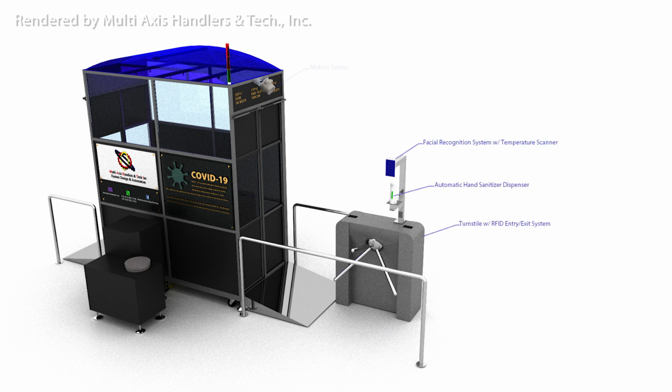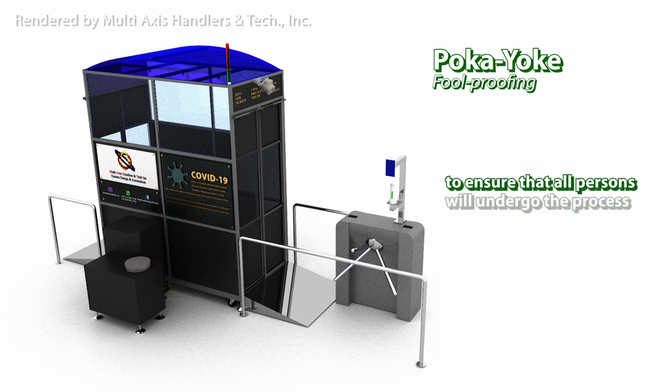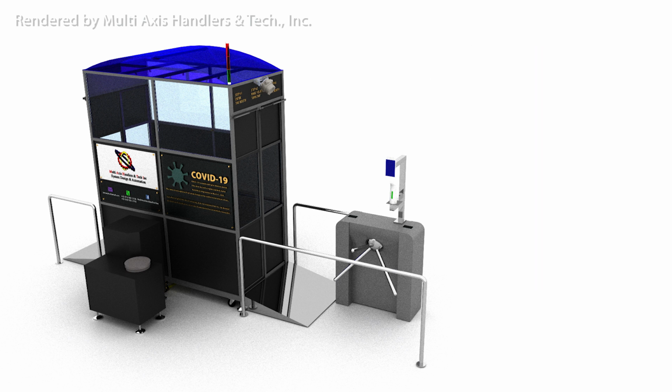This design features an automatic hand sanitizer dispenser, thermal scanner with facial recognition system, turnstile with RFID, entry-exit system. The design also has motion sensors to trigger the automatic doors. This design applies the concept of poka-yoke, or foolproofing, to ensure that all persons will undergo the proper process of entry, exit and disinfection.